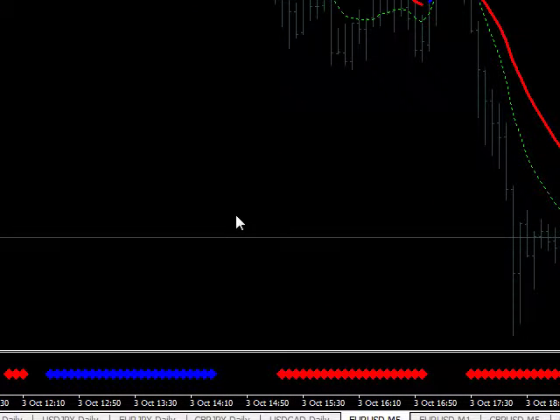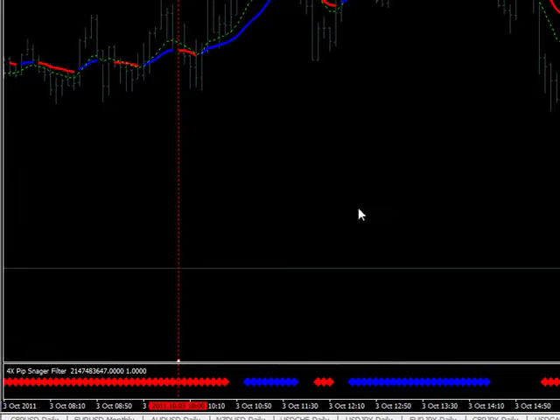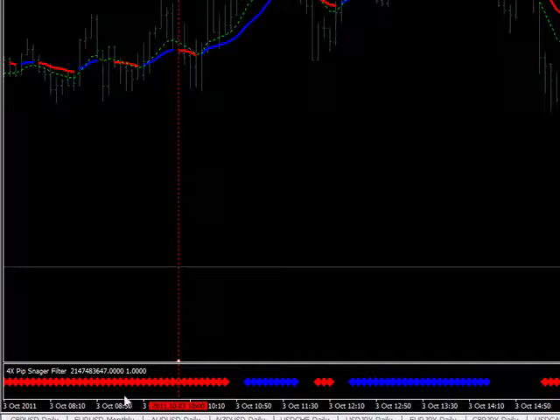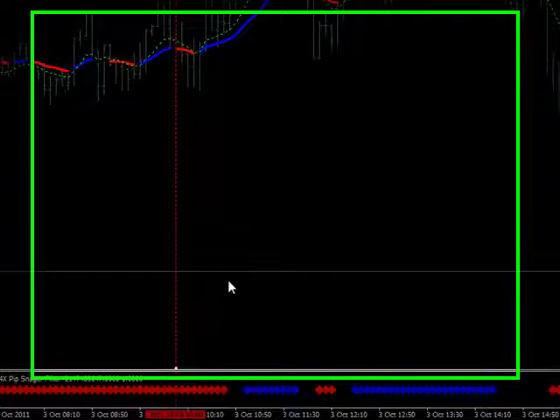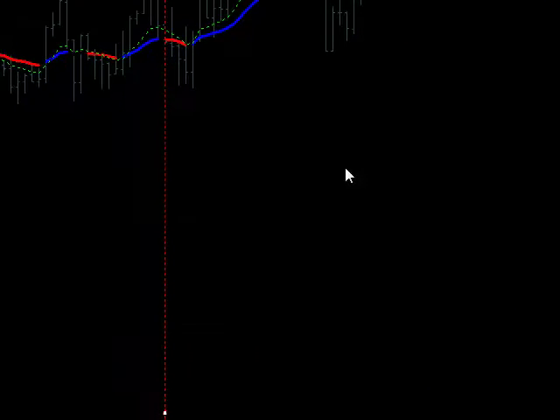Today is October 3rd, 2011. We're looking at the Euro USD chart, M5. Here was 3 o'clock in the morning, which is 10 o'clock GMT at Forex Meta. Okay, we're looking for some trades.